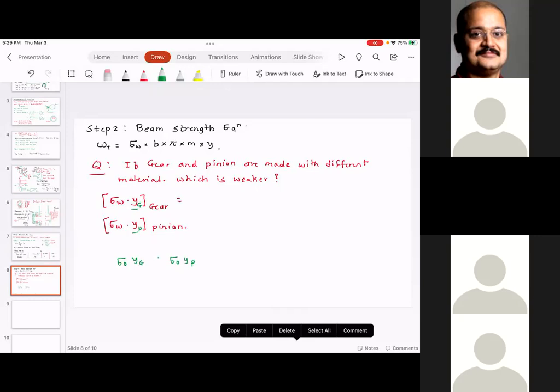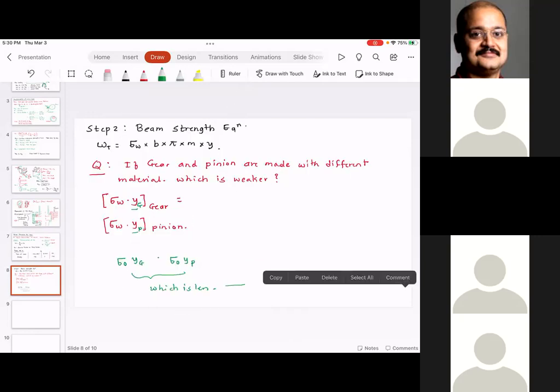So which one is weaker? Which one is less? And we design the weaker element. If the gear is weaker, then design gear. If pinion is weaker, then design pinion.